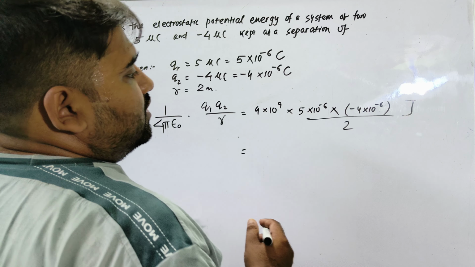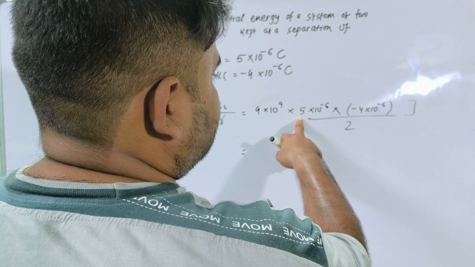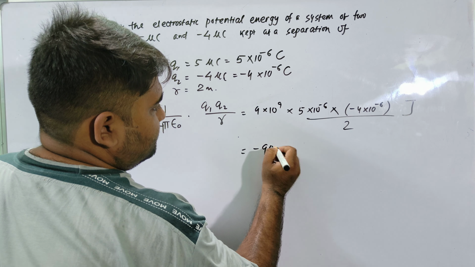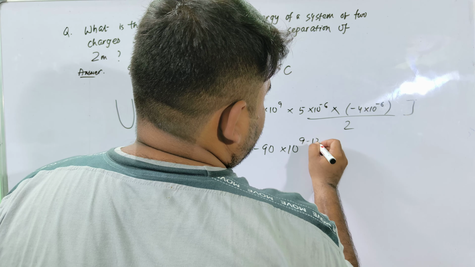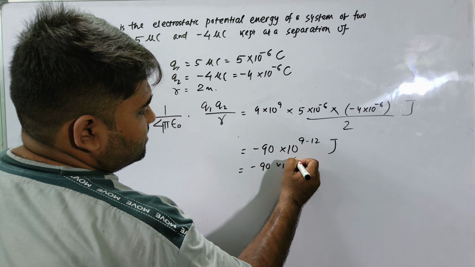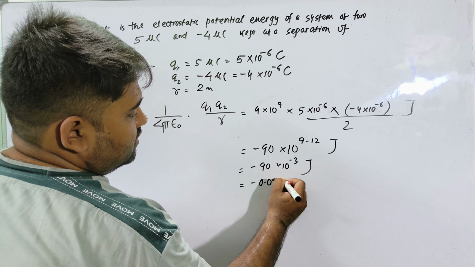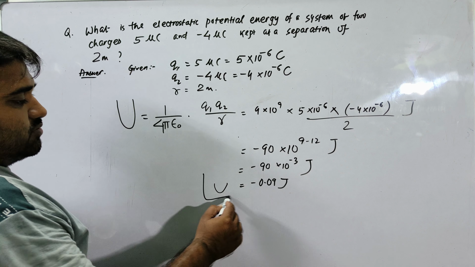Just try to solve it. What will be the answer? 9 times 5 is 45, into 2, that is minus 90, into 10 raised to the power 9 minus 6 minus 6, which gives minus 12, that is minus 90 into 10 raised to the power minus 3 joules, that is minus 0.09 joules. This is your answer for the system.